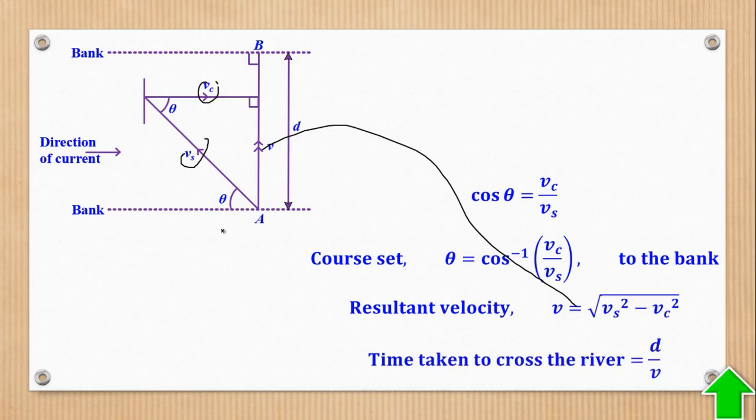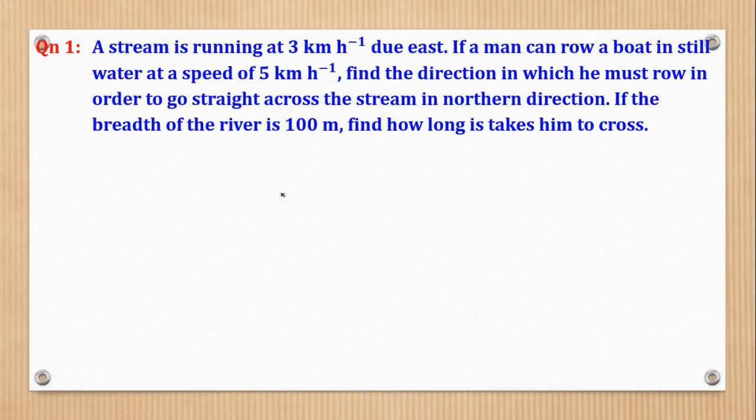Then the time taken is distance over speed, but the distance used must be in the direction of the resultant velocity. That is why you see here time taken is d over v, because d is in the direction of the resultant velocity. And with that, you can go through these questions.